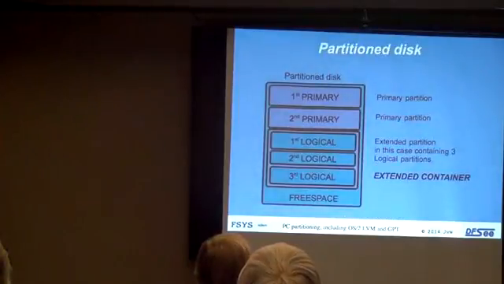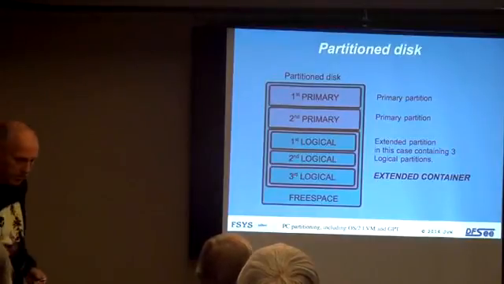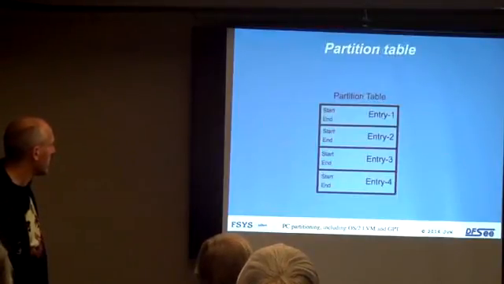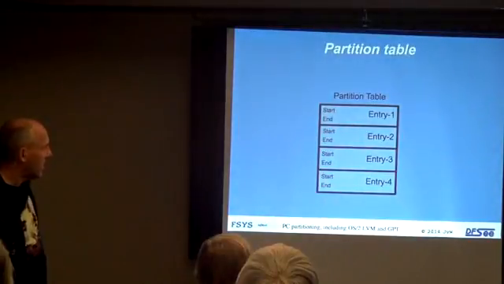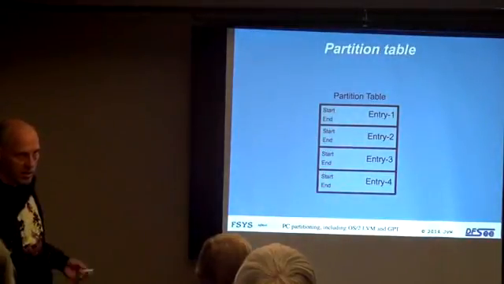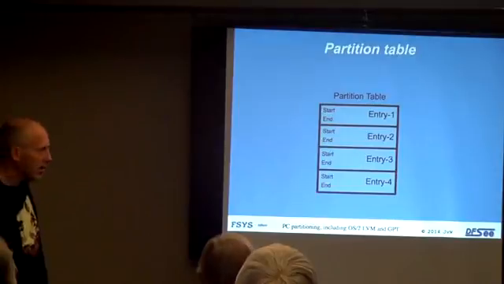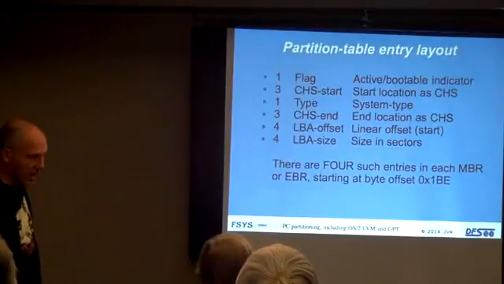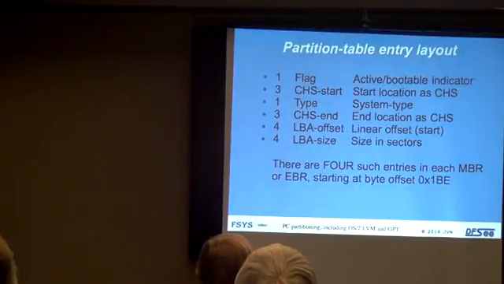Okay, this is what it looks like. This is the total disk, and there are 3 primary areas here. First one, second one, this is the third one. And the third one is divided up into 3 logical partitions. This is what the table looks like. It just has a start and an end and size information. I don't think I'll go into all the gory details, but this is the information that's in there.